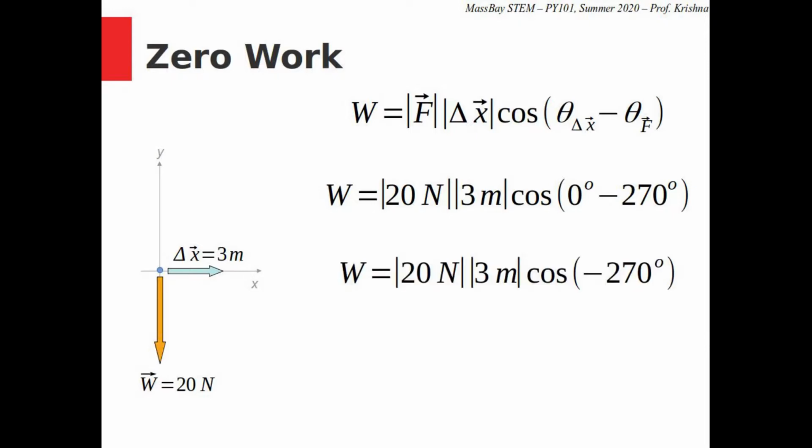The work is equal to 20 newtons times 3 meters times the cosine of 0 minus 270. But the cosine of negative 270 is 0, so the work done by the weight force is also 0. Whenever a force is perpendicular to the displacement, that force is doing 0 work.